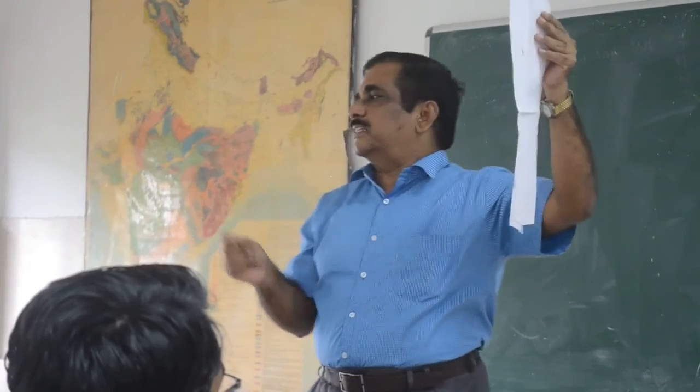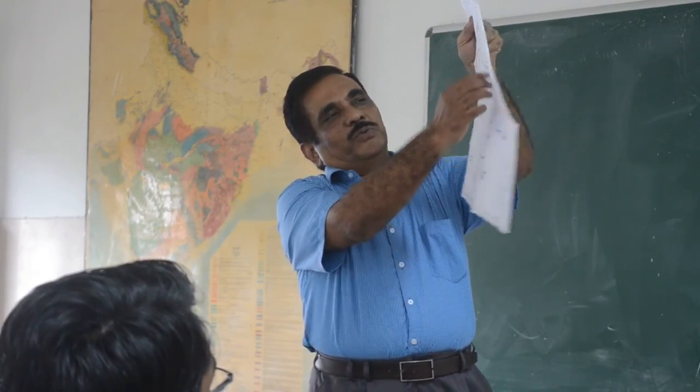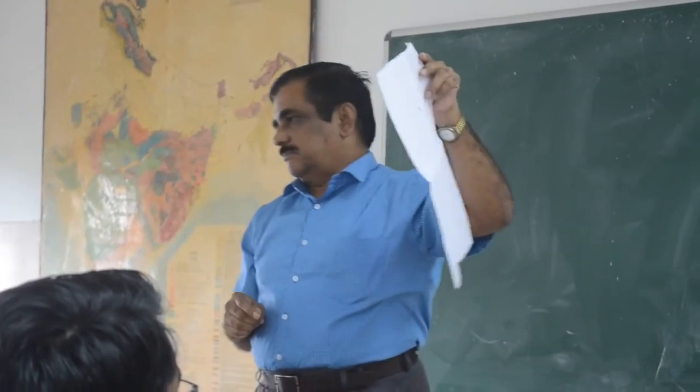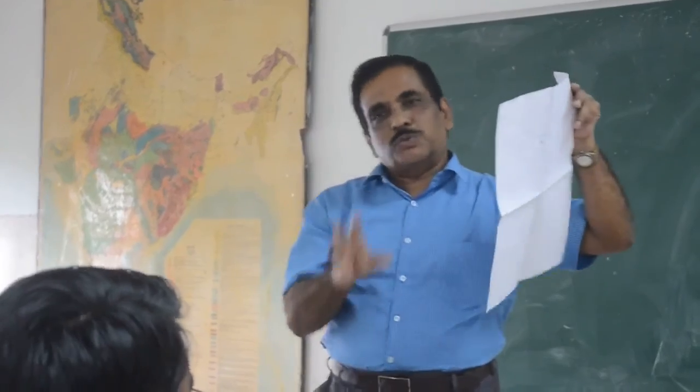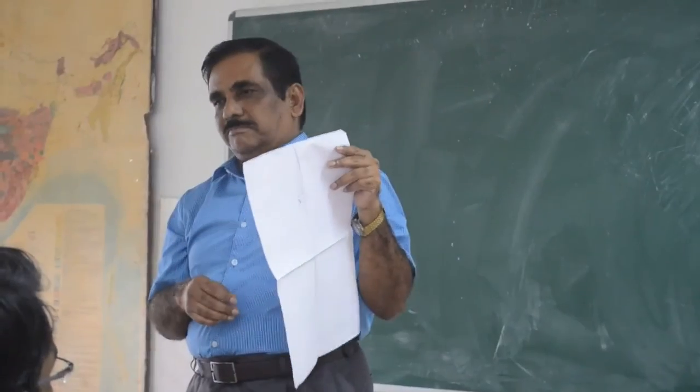L1, L2, L3 like this. Over this road, L1, L2, L3, L4, L5, and at each location you show some data. So this is called traverse mapping. You are mapping along a traverse.